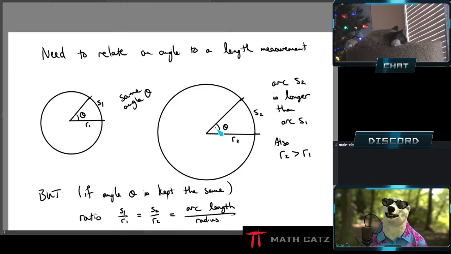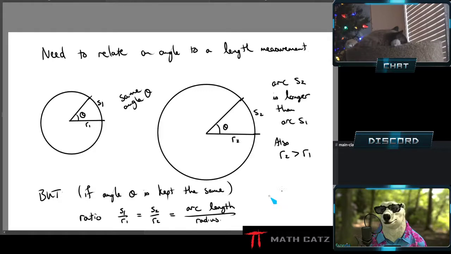The angle is the same. You can pick any circle you want. The ratio is going to be the same. Arc length to radius will always be the same. So we can refer to an angle by this ratio. That ratio is unique to that angle. Make the angle bigger, it'll have its own unique ratio, arc length to radius.